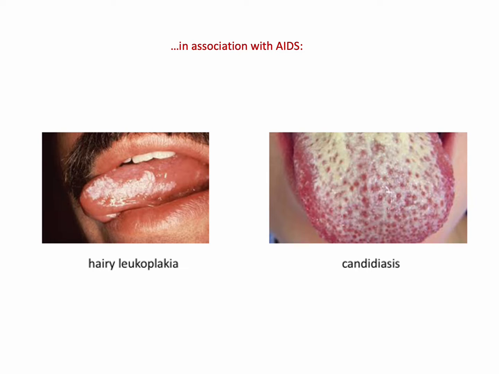On the left we have hairy leukoplakia. Man, that's a horrible term. It's caused by Epstein-Barr virus, which is a type of herpes virus. And on the right we have thrush, which is also called candidiasis. It's caused by a yeast, Candida albicans. If your patient displays either of these symptoms, he or she needs to be tested for HIV as soon as possible.